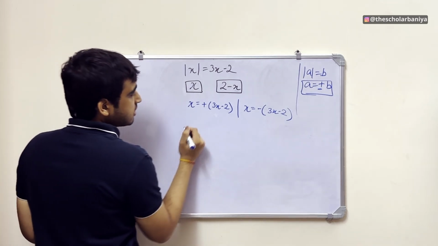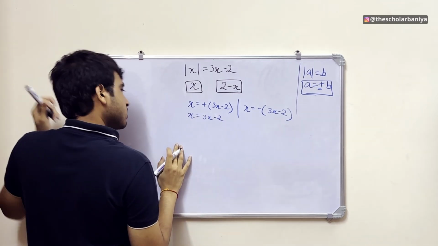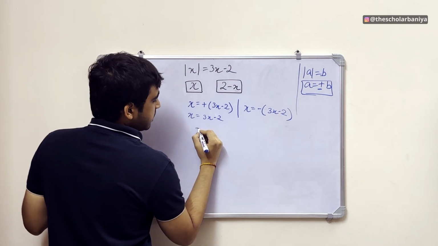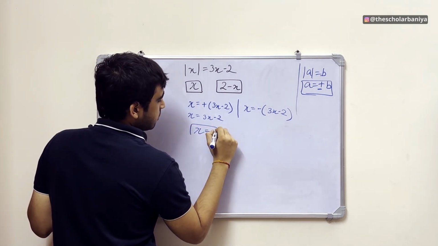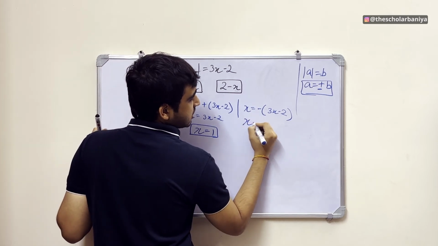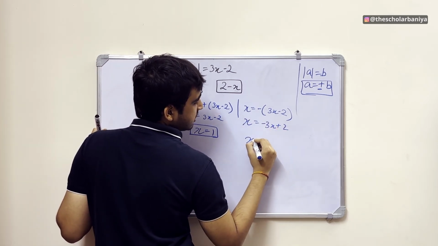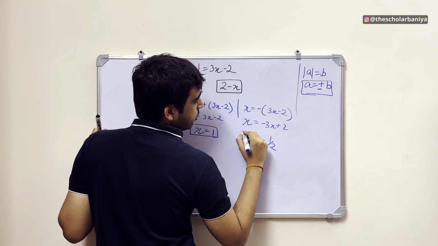So let's solve this. So x is equal to 3x minus 2. So this comes out to be x is equal to 1, right? Let's solve the other one. x is equal to minus 3x plus 2, so 4x is equal to 2. So x is equal to 1 by 2, right?